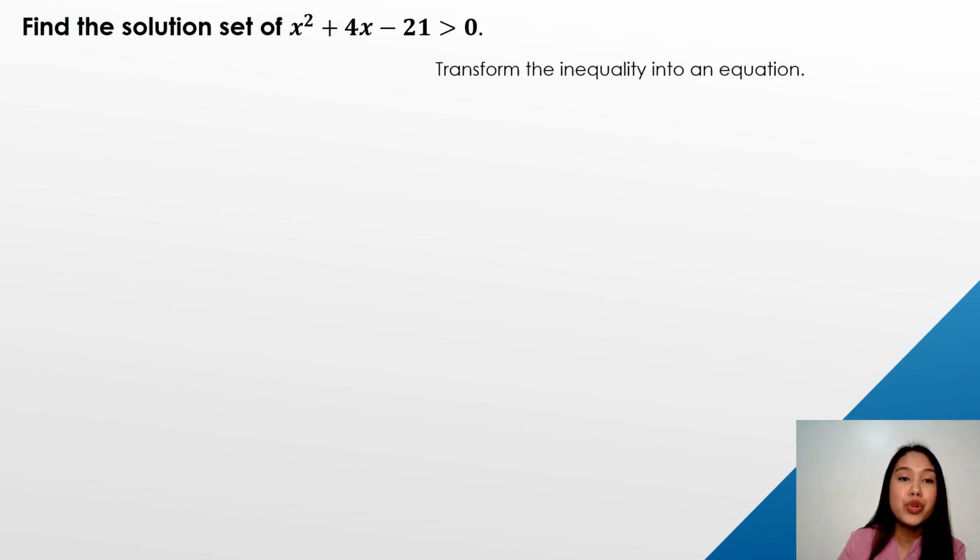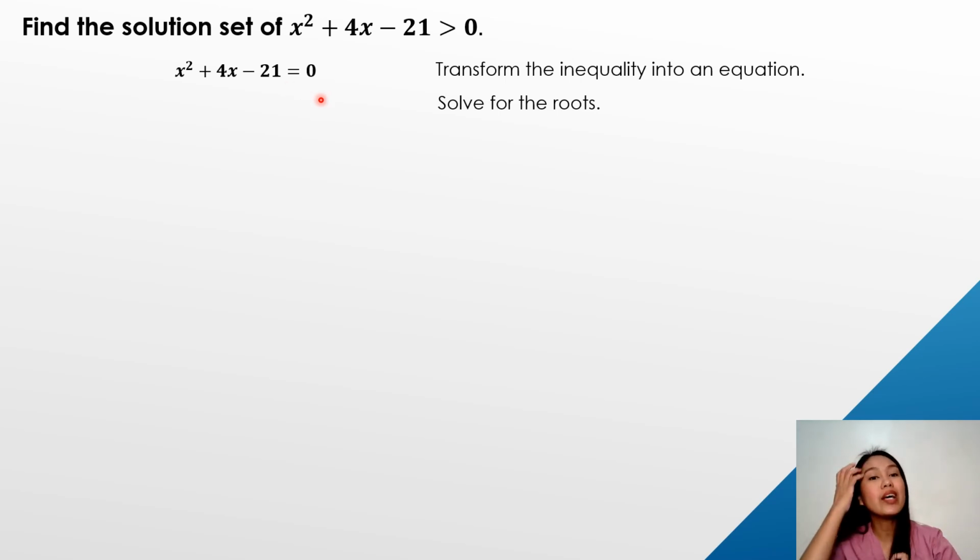Now let's see how we are going to identify the solution set for a quadratic inequality. I have here one example: x squared plus 4x minus 21 is greater than 0. The first thing you're going to do to find the solution set for a quadratic inequality is to transform the inequality into an equation. How are we going to do that? It's as simple as converting your inequality sign, greater than, into an equal sign. So we now have x squared plus 4x minus 21.